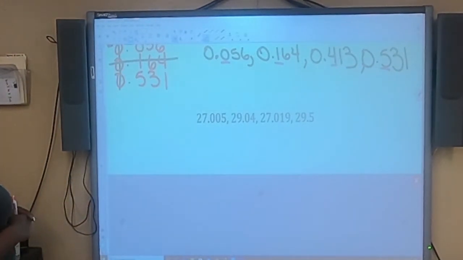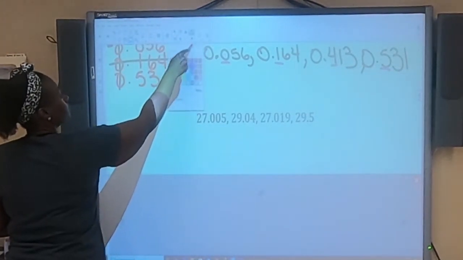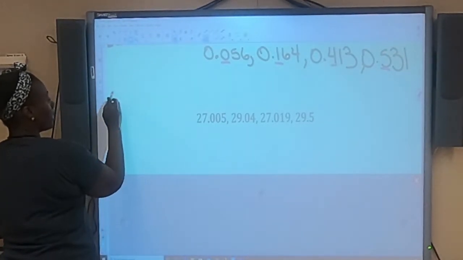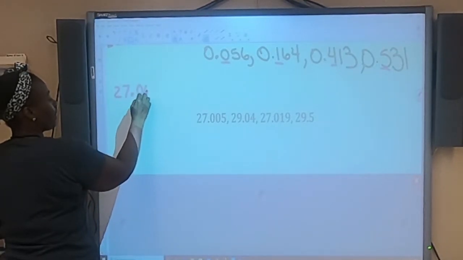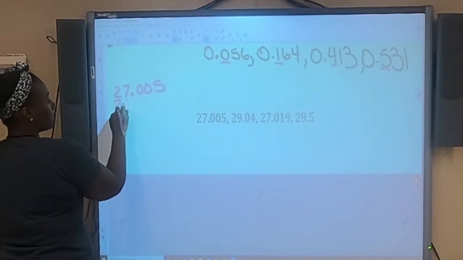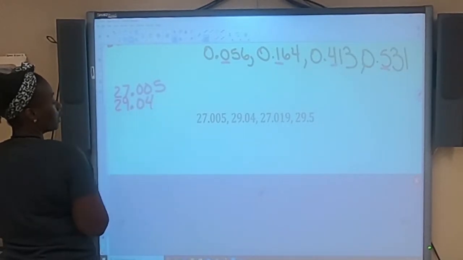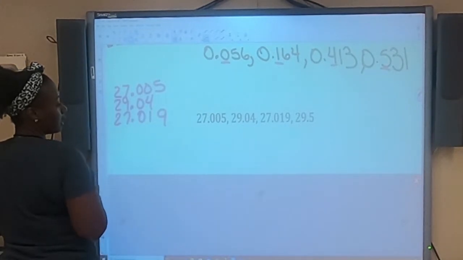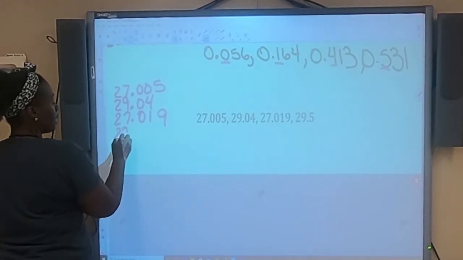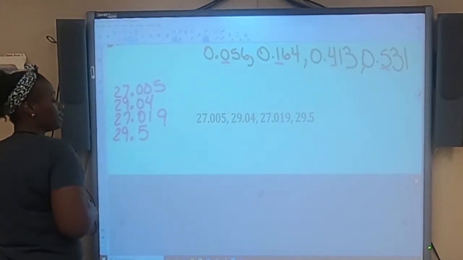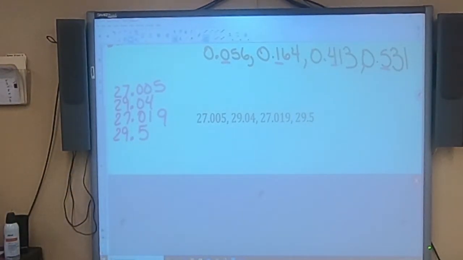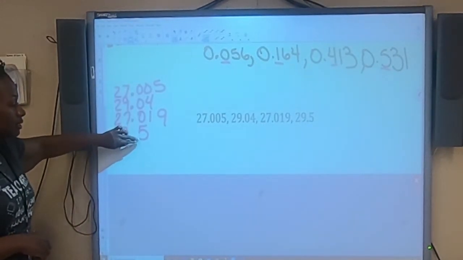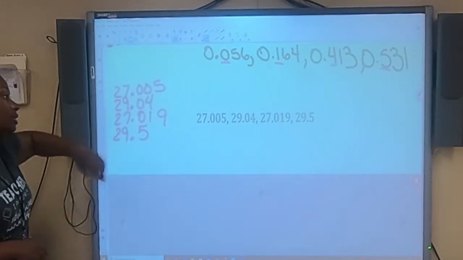Once again, I'm going to line these up. Give myself some more room. Okay, so we got 27 and 5 thousandths, 29 and 4 hundredths, 27 and 19 thousandths, 29 and 5 tenths. Notice everything is lined up. So I have the tens with all the tens, the ones all together, the tenths all together, the hundredths all together, the thousandths all together.